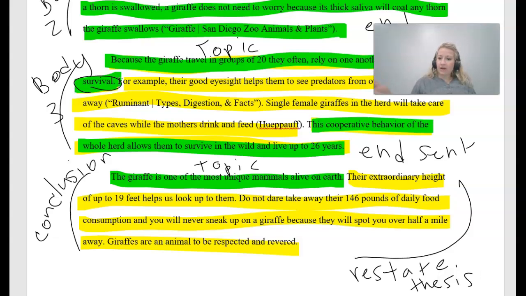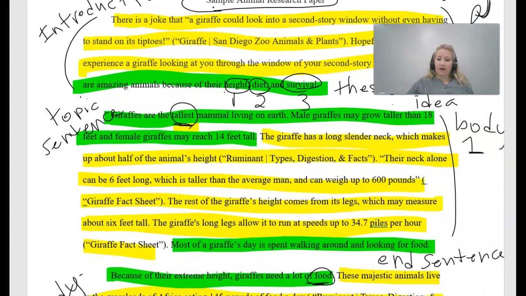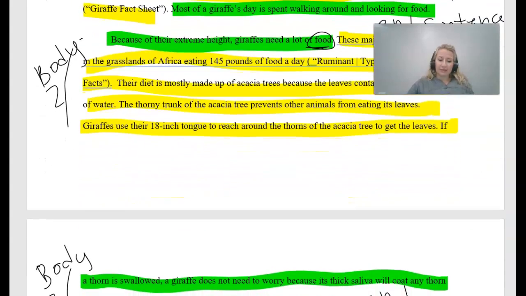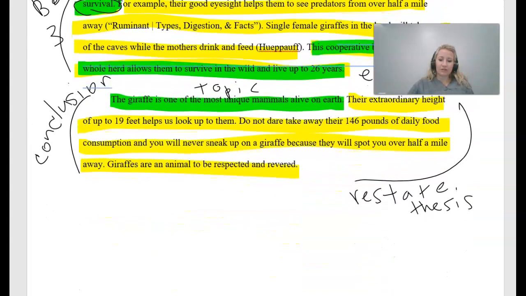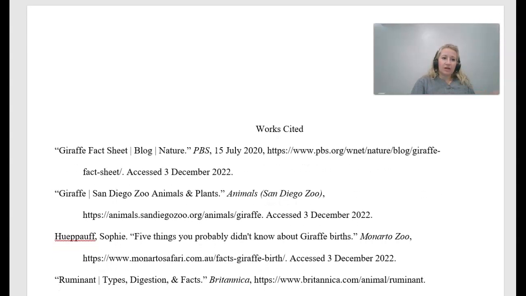All right, so that is what our essay is organized like. So as a review, we have the heading, we have the introduction, we have body 1, body 2, body 3, the conclusion, and then at the very end we have something called a works cited page. We're not going to cover the works cited page in this video, but just know the works cited page is what we use to prevent plagiarism or the copying of other people's work.